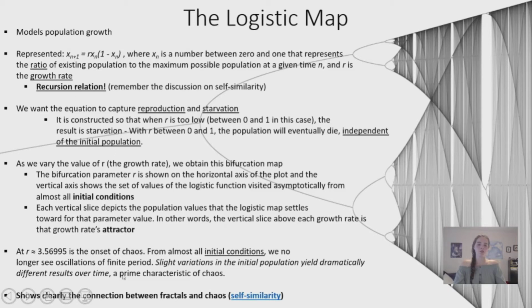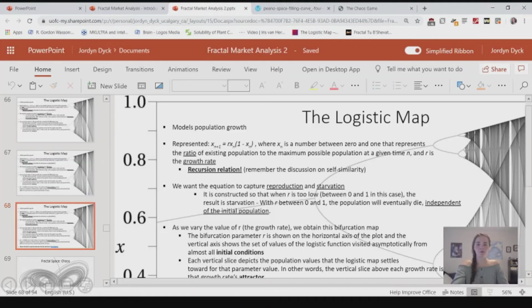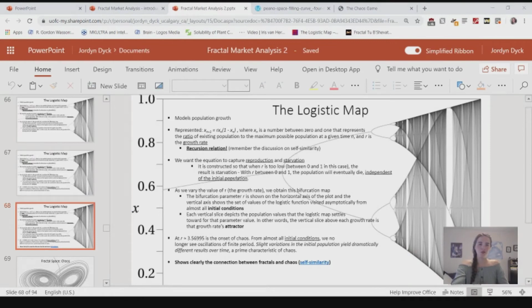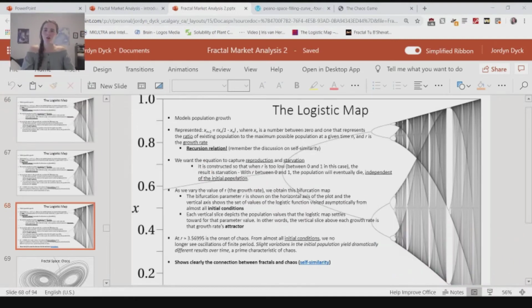So on the horizontal axis are the parameter values R, and then on the vertical axis, we're finding where the function tends to settle to with almost all of the initial conditions, and that's what makes these things an attractor. So we're plugging in a bunch of different x0s. We're not just taking the same x0 and then iterating the function over and over again. We're taking different x0s, and then we get these vertical slices here. So I just wanted to explain that really quickly before I moved on, because I realized while I was editing that it wasn't all that clear.